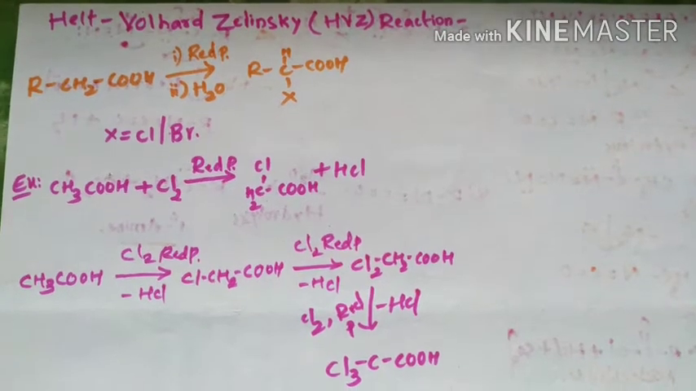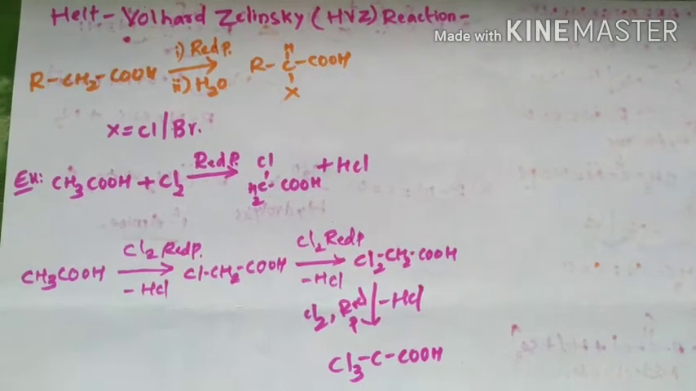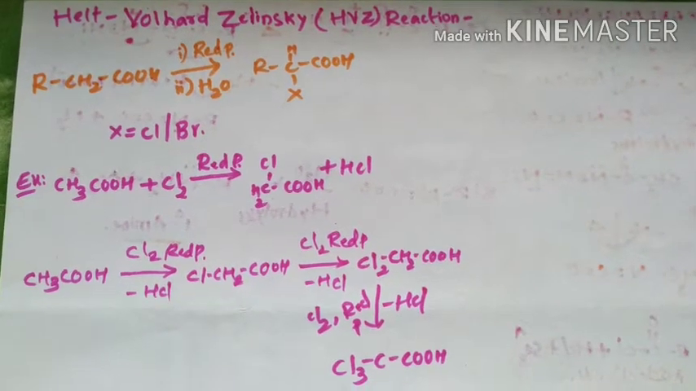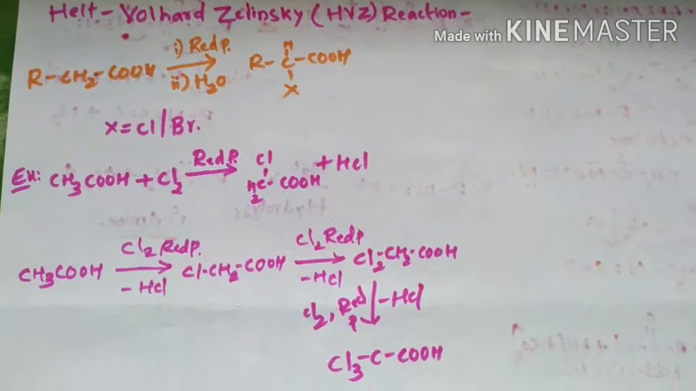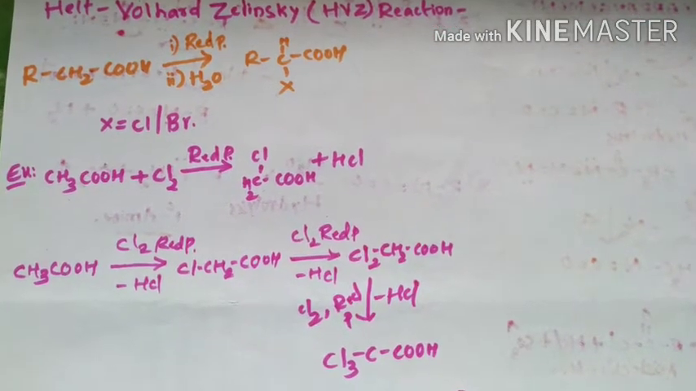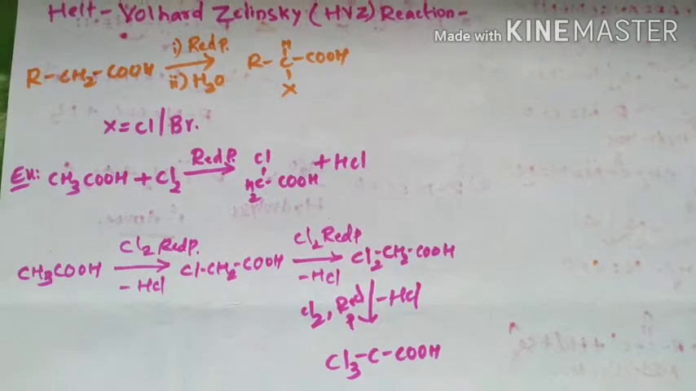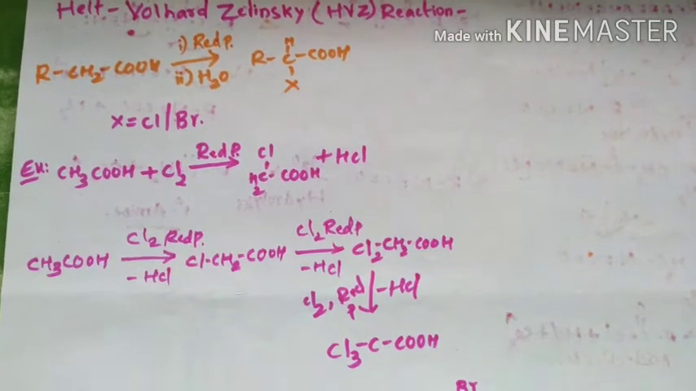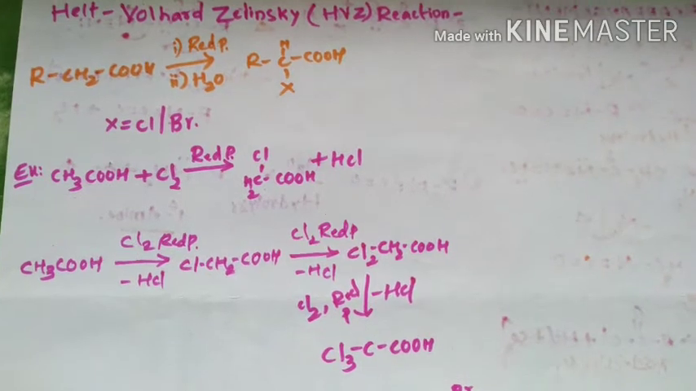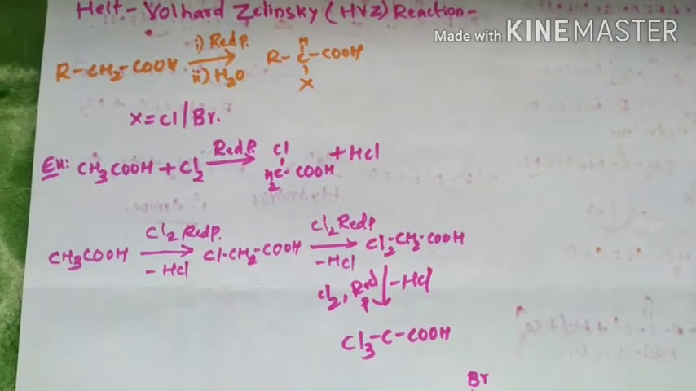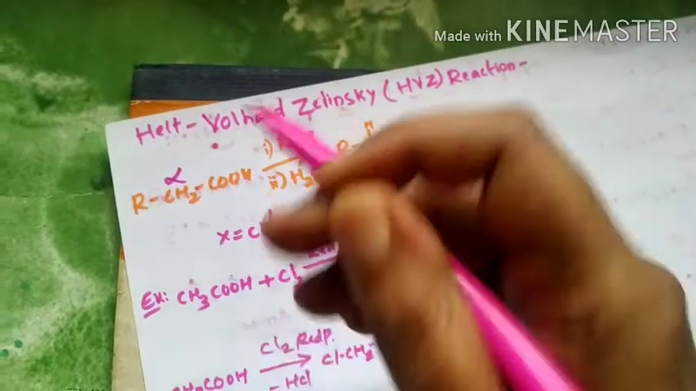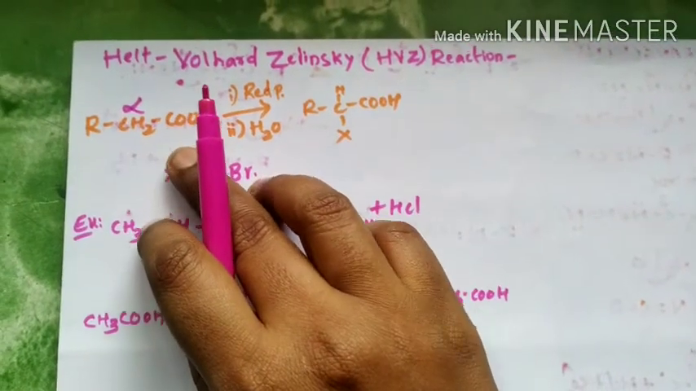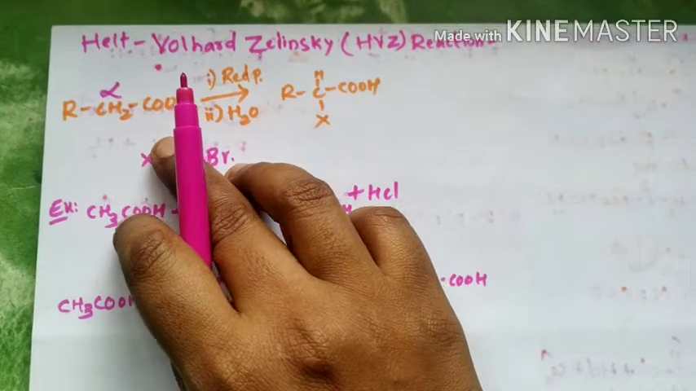Students, in this tutorial we will see the reaction of carboxylic acids, that is the Hell-Volhard-Zelinsky reaction or HVZ reaction. Hell-Volhard-Zelinsky or HVZ reaction means generally carboxylic acids contain alpha and beta groups, and an alpha carboxylic acid, in this case, if you see, this is alpha, is treated with a halogen.